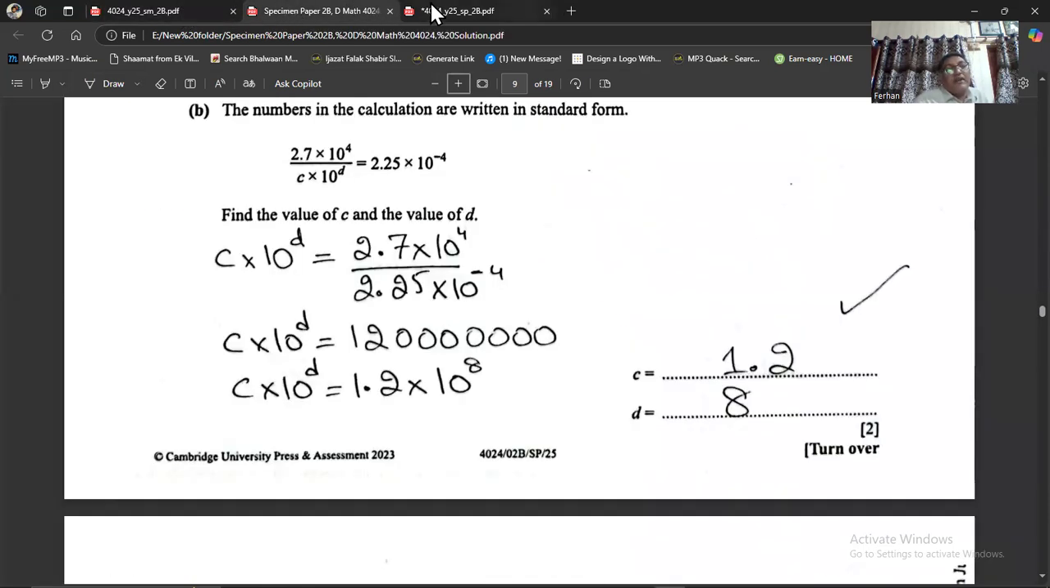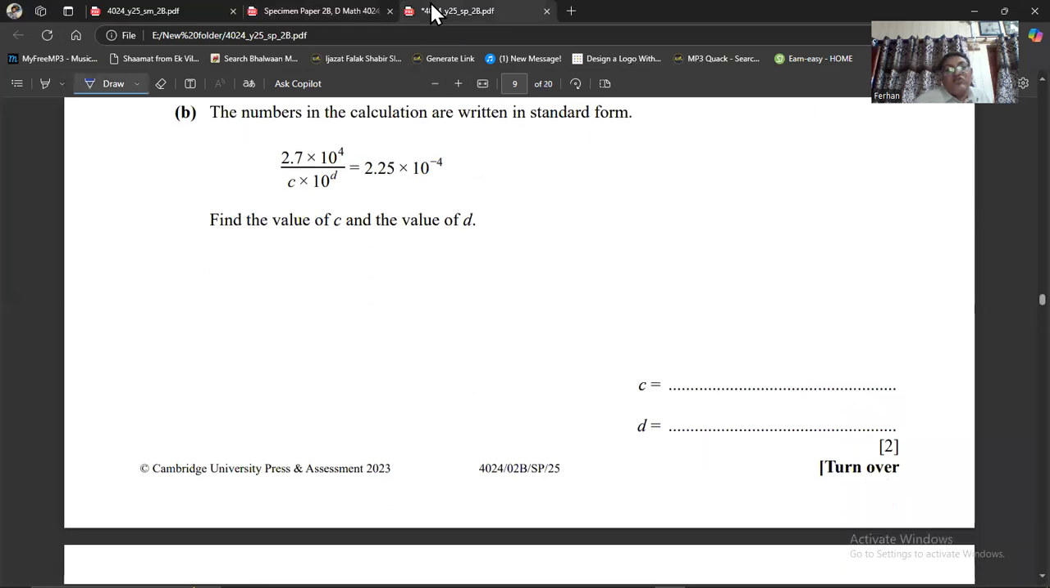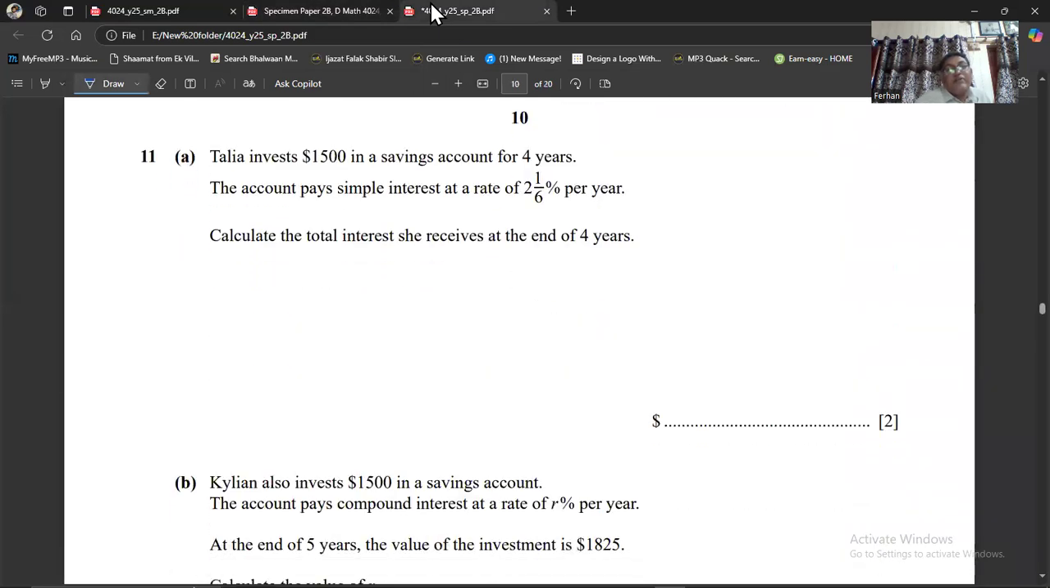Okay, so here we go. Next question, that is question number 11, coming up on your screen. He says A part, Talia invests $1,500 in a saving account for 4 years. The account pays simple interest at a rate of 2 whole 1 by 6% per year. Calculate the total interest she receives at the end of 4 years.